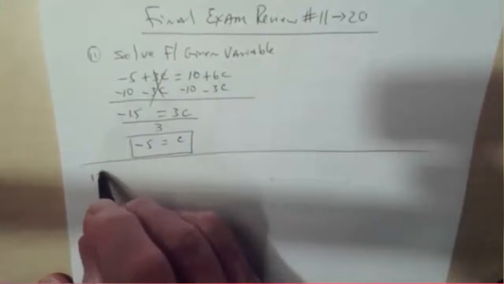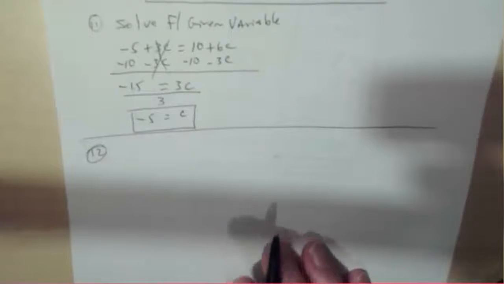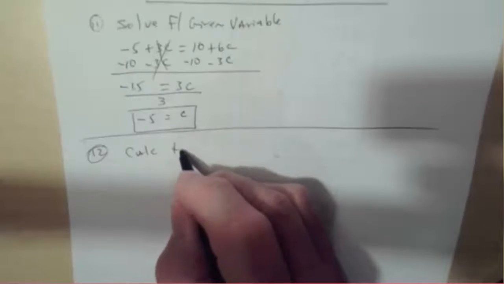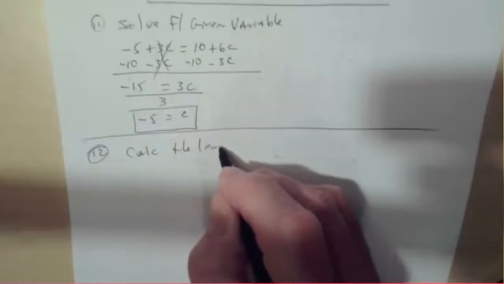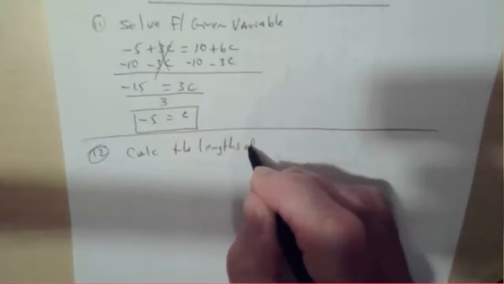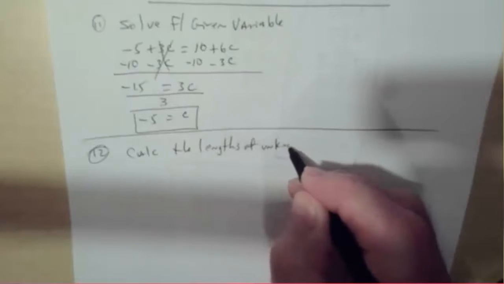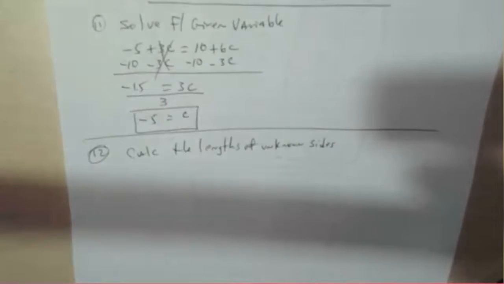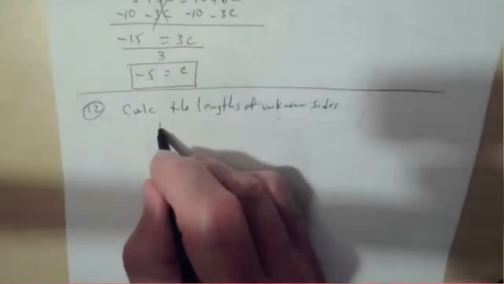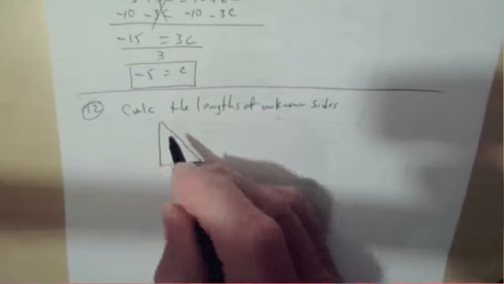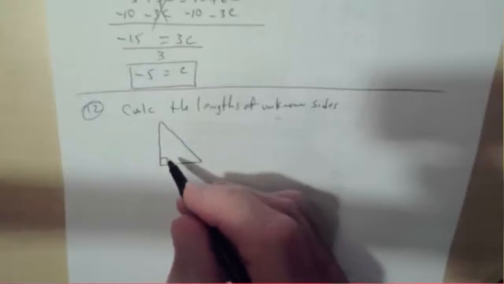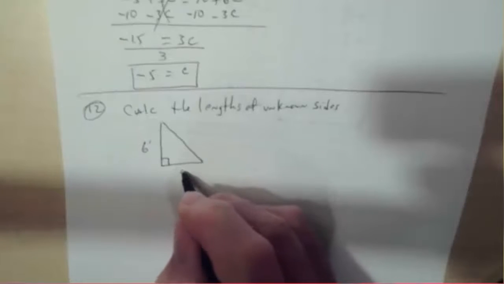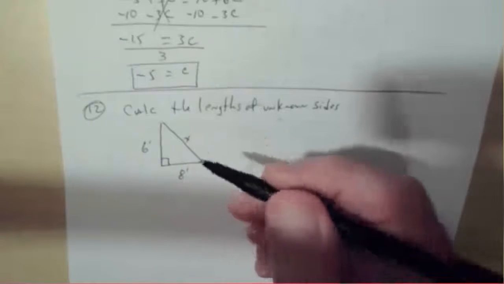Number 12. Calculate the lengths of the unknown sides. Okay, pretend that's a triangle, a right triangle. This is 6 feet. This is 8 feet, and that's x.